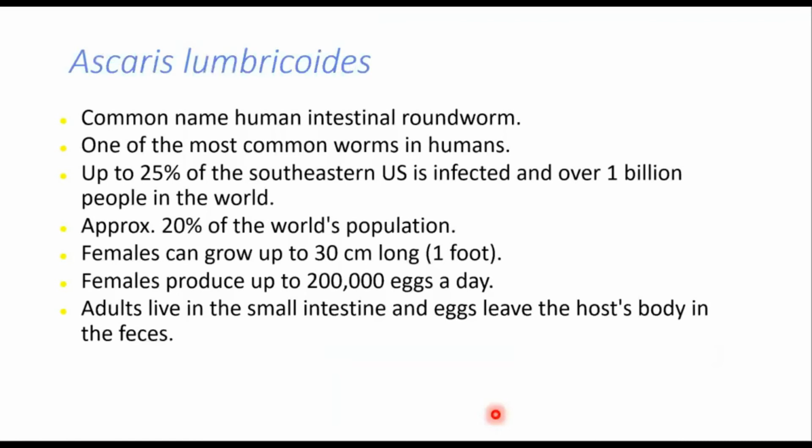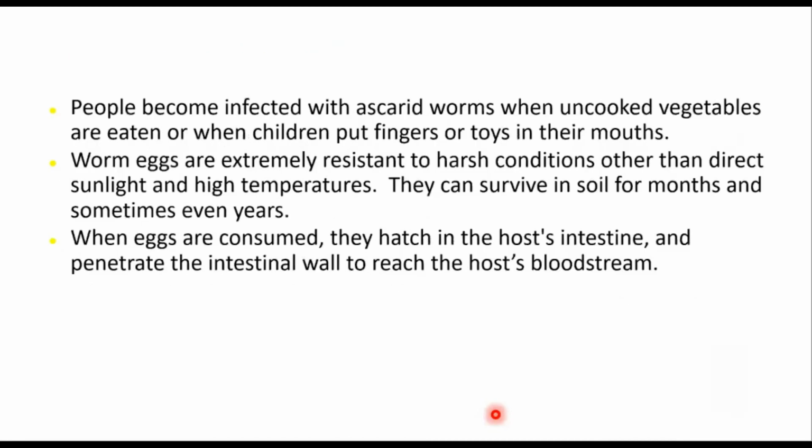First is Ascaris lumbricoides, known as the human intestinal worm, the most common worm in humans. Adults live in the small intestine, and eggs leave the host body in the feces. People become infected when uncooked vegetables are eaten, or when children put fingers or toys in their mouths without proper hand washing. The eggs are also extremely resistant to harsh conditions, so they are not easy to eliminate. They can survive in soil for months and sometimes even years.